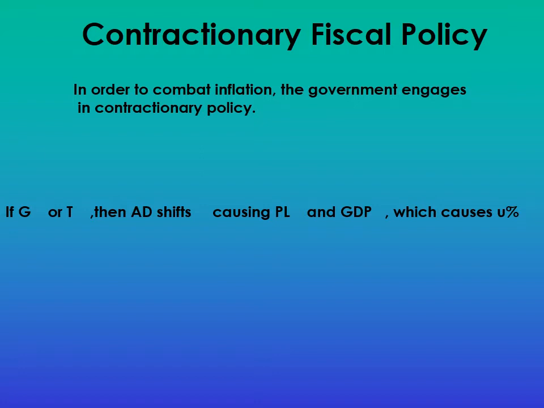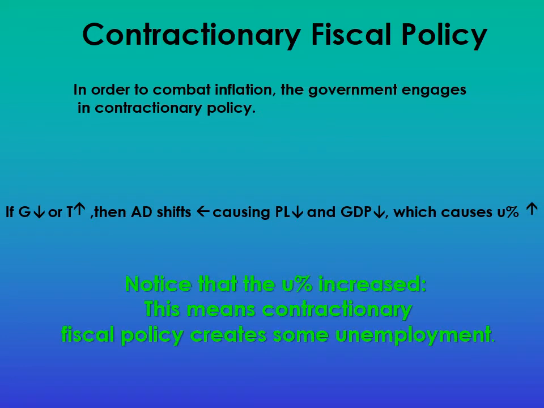So with contractionary fiscal policy, government spending is going to fall and taxes are going to rise. That's going to shift our AD to the left. It's going to cause our price level to fall, so inflation will come down, which is exactly what we're going for. But our real GDP is going to fall, and that's going to cause our unemployment rate to rise. So once again, we have a trade-off. The trade-off here is that to decrease our inflation rate, we're going to have to increase our unemployment rate.